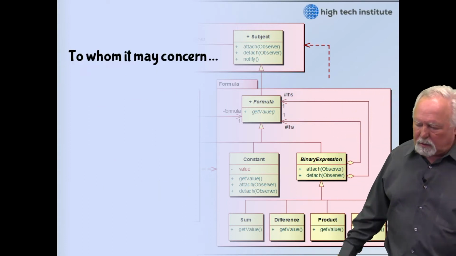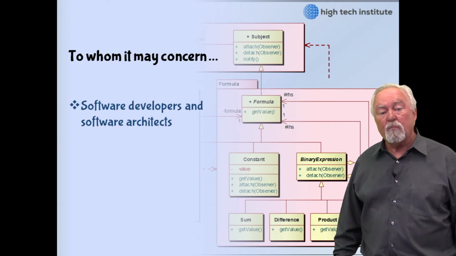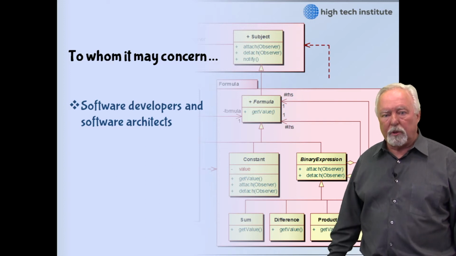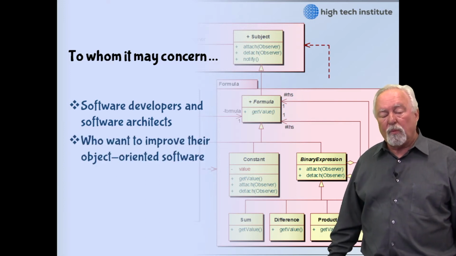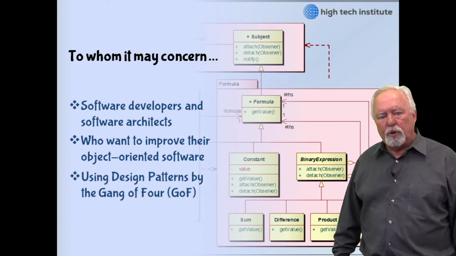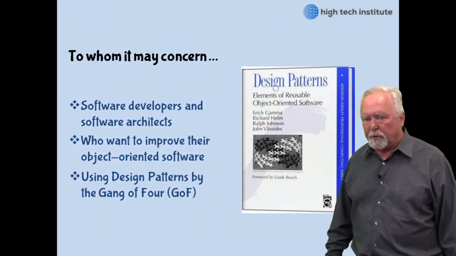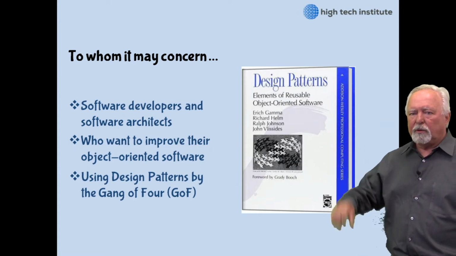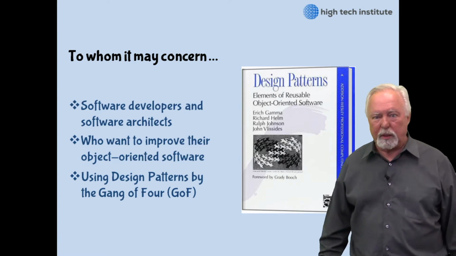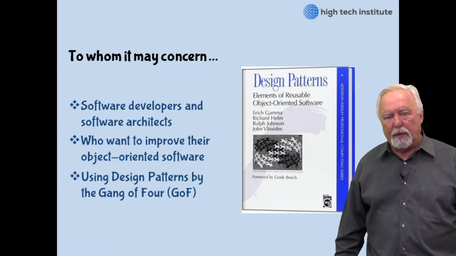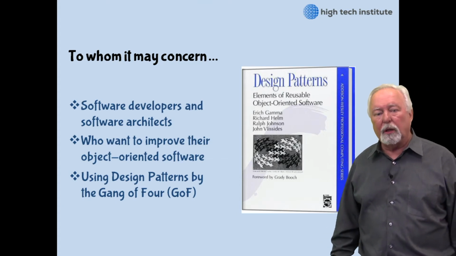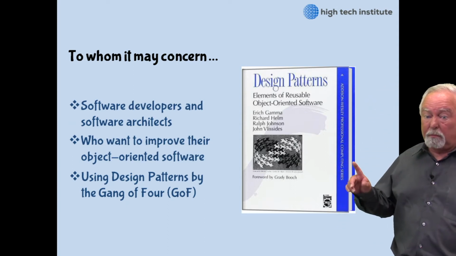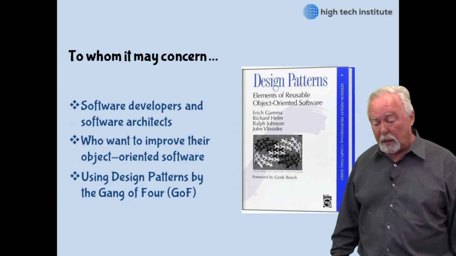For whom is this course intended? Software developers and software architects who want to improve their object-oriented design skills for their software, using the patterns of the Gang of Four. You can see the book here, Design Patterns, by four authors that are referred to as the Gang of Four, with a wink to the Wild West. They published this book in 1994, I believe, maybe 95, and it is still very popular. It's one of the most popular books in our field.